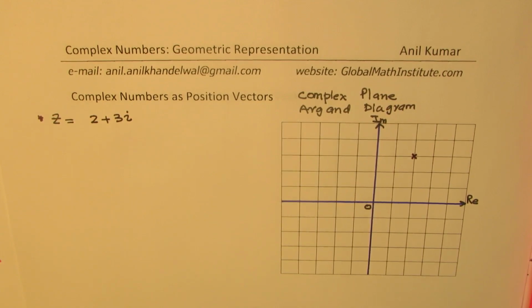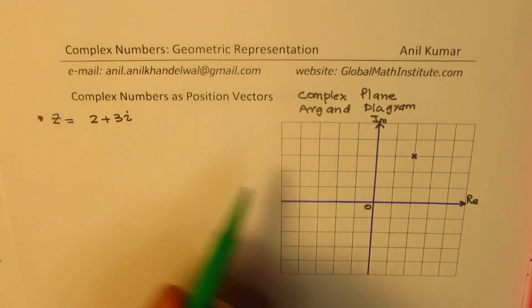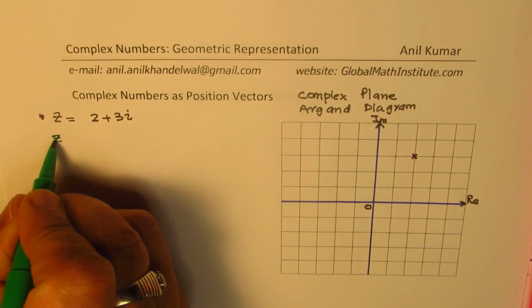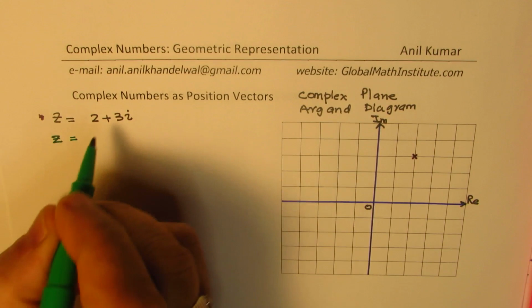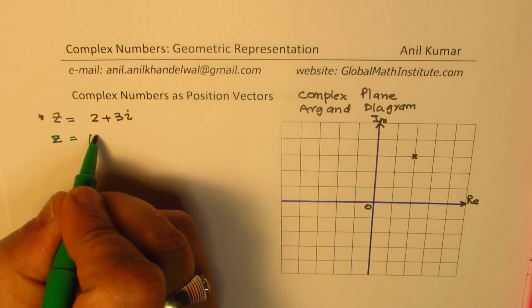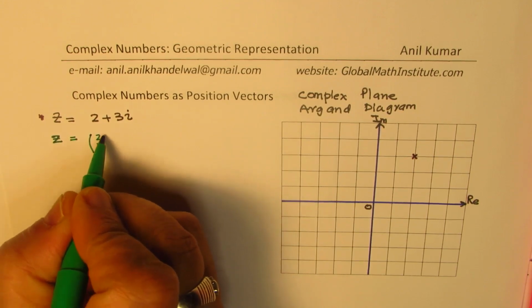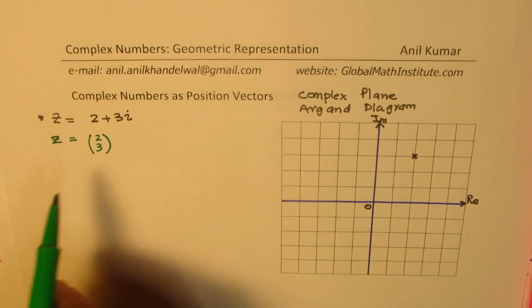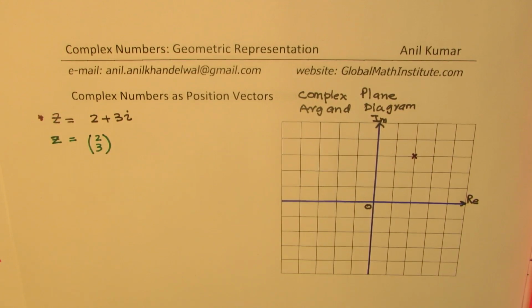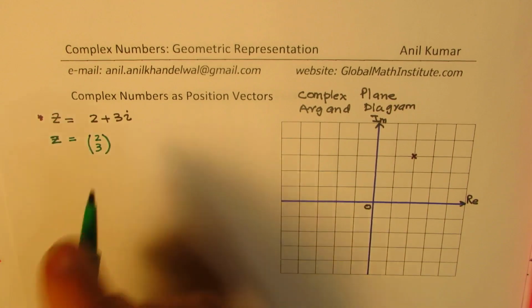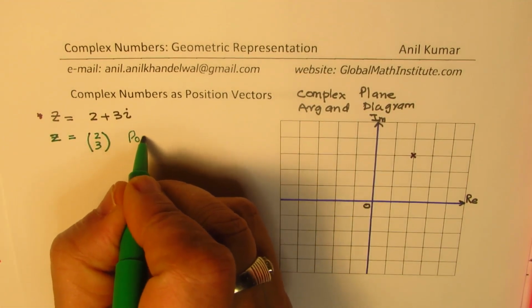Now, you can also represent this as a vector. So let me say the vector z could also be written as (2, 3). Now, we are writing this as a vector in column form, and we are going to represent this as a position vector on the complex plane. So we'll write this as a position vector.